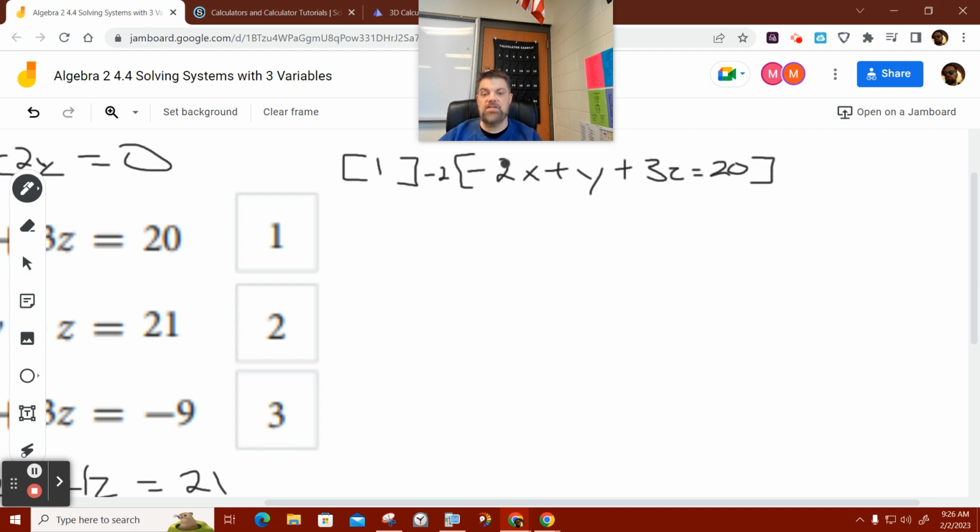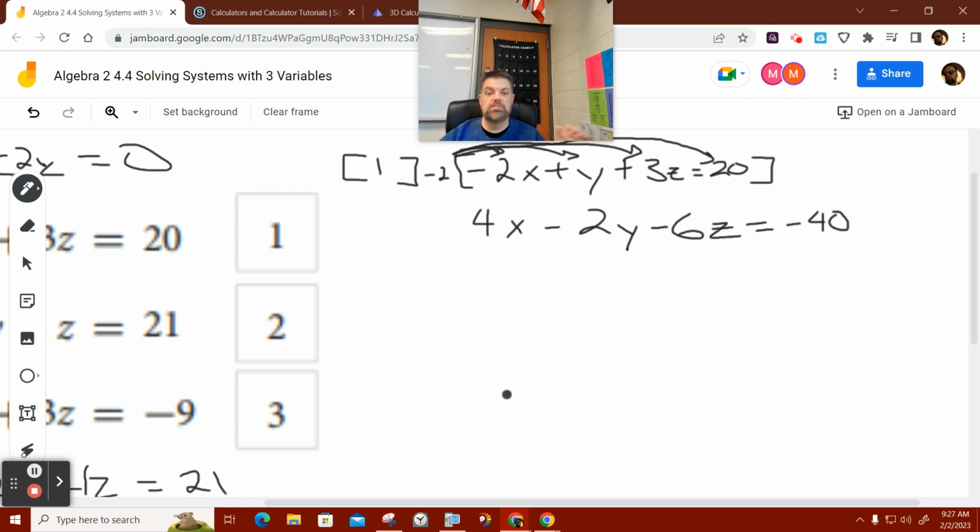So when I multiply negative 2 times negative 2x, that becomes a positive 4x, doesn't it? When I multiply negative 2 times y, that gives me my negative 2y that I wanted. But when I multiply negative 2 times positive 3z, that gives me negative 6z. When I multiply negative 2 by 20, that gives me negative 40. Okay? And that's where I'm at. But this is still equation 1.